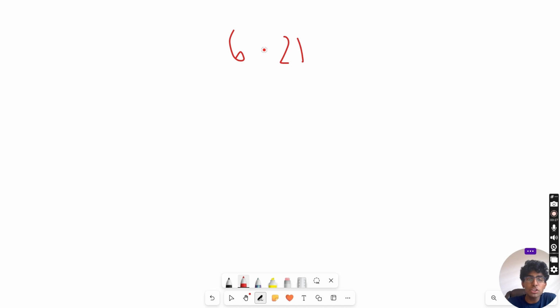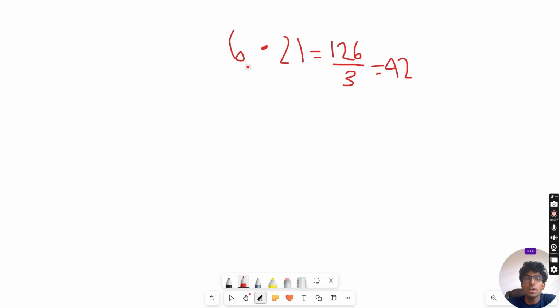So we can multiply these two numbers together first, right? 6 times 21, that gives you 126. And then what's the GCF between 6 and 21? So factors of 6, that's 1, 2, 3, and 6. And for 21, it's 1, 3, 7, and 21. So 3 is your greatest common factor between the two. That's why it's the GCF of both numbers. So we can divide this by 3, and we get 42 as our least common multiple.